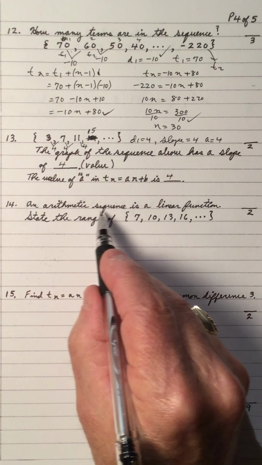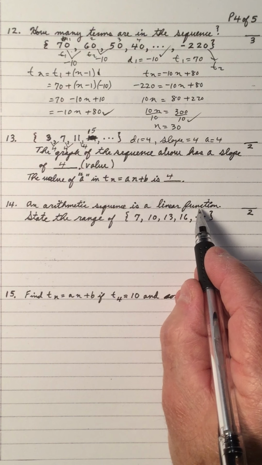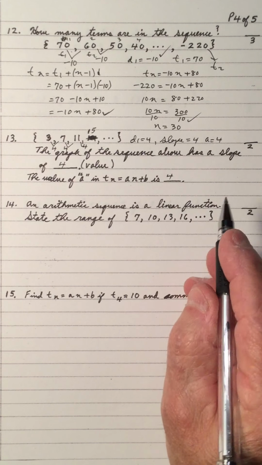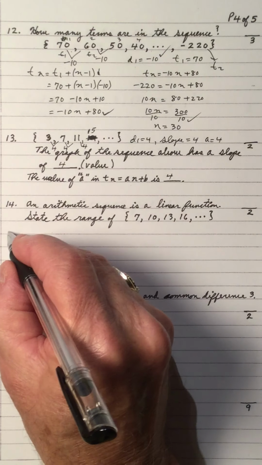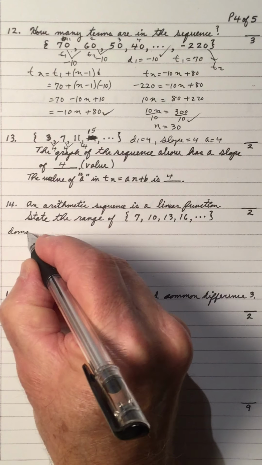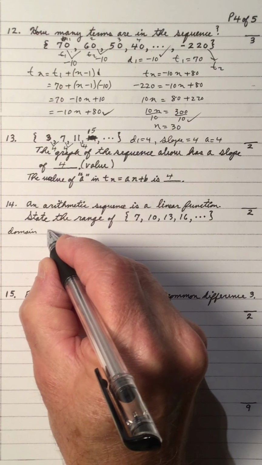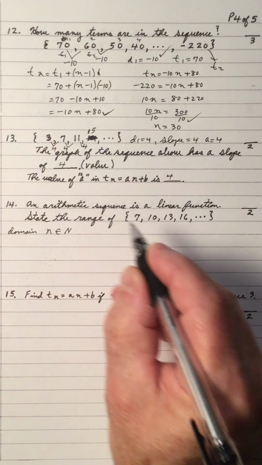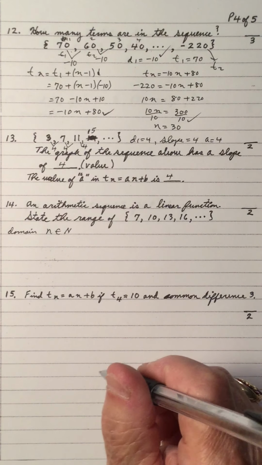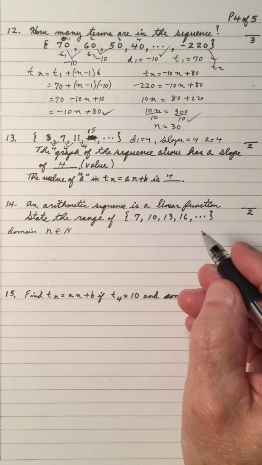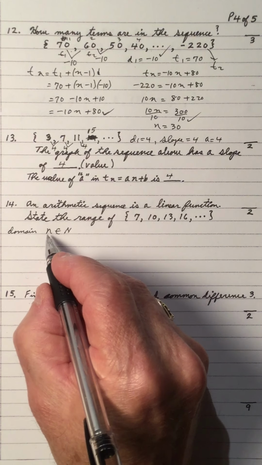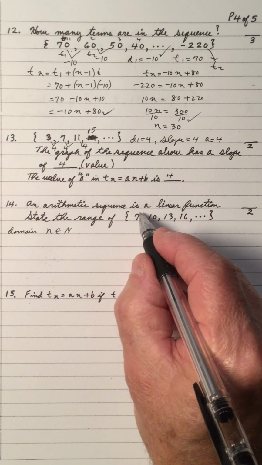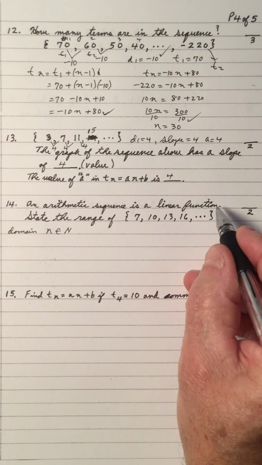Number 14, an arithmetic sequence is a linear function. If it's a linear function, then we have the domain of an arithmetic sequence. The domain is n belongs to the natural numbers. But the range has to be written out a certain way. But we have to get the equation because all the values of n that make this true, which is, n is 1, 2, 3, 4, etc.